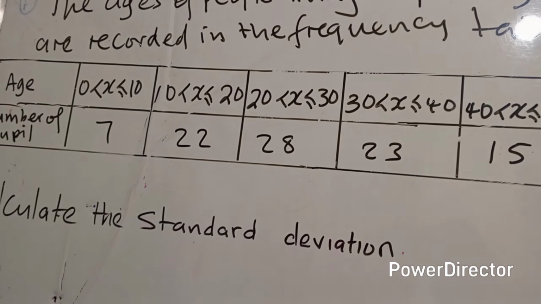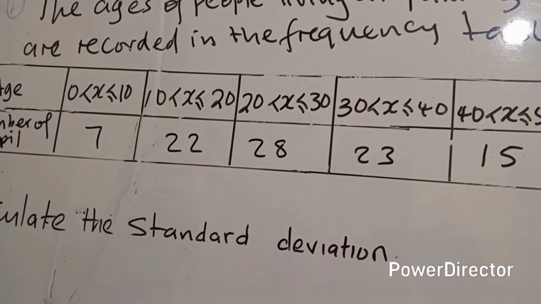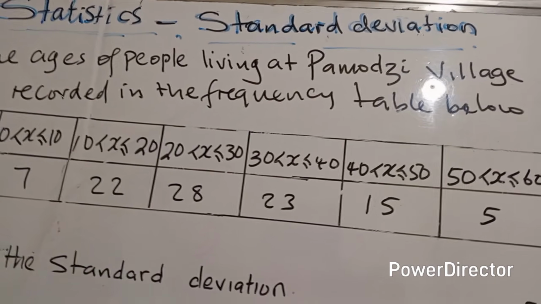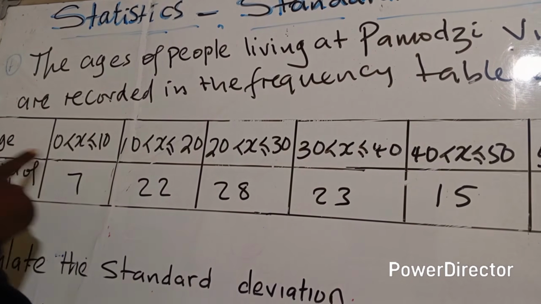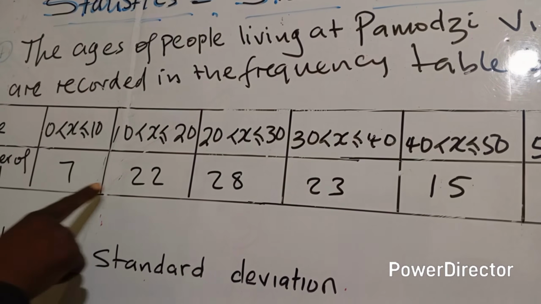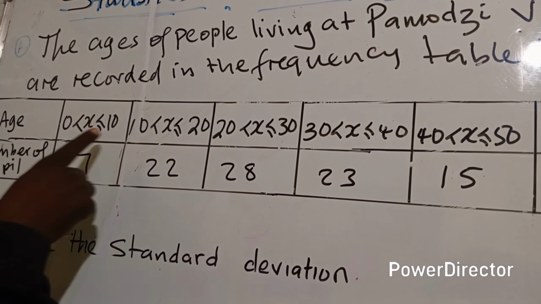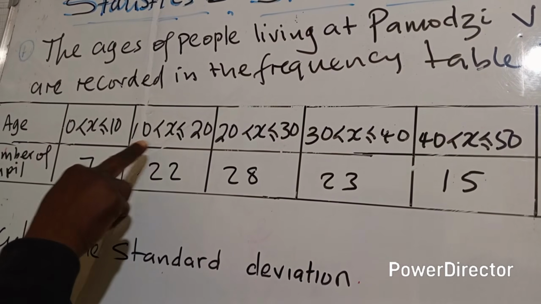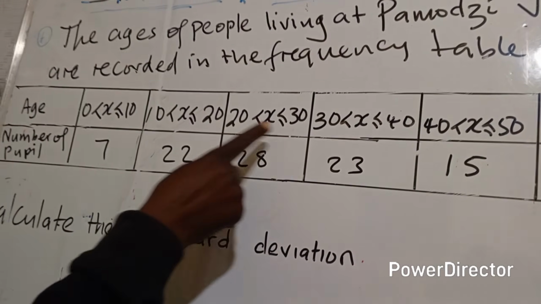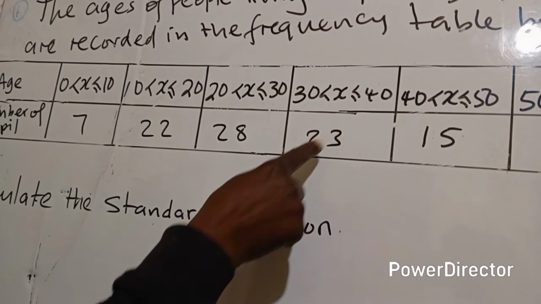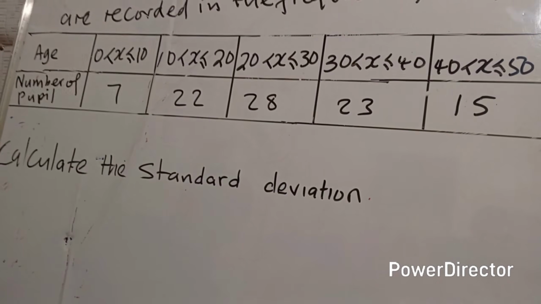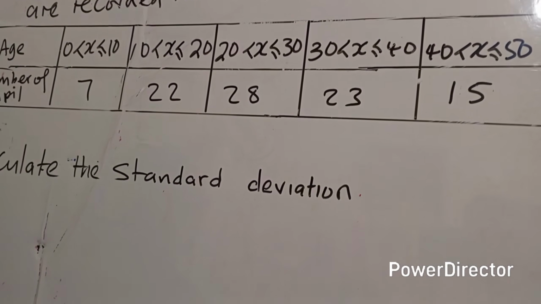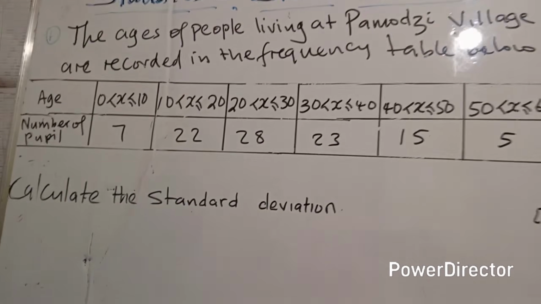This question says the ages of people living at Pamo's village are recorded in the frequency table below. So these are the ages, and we have the number of people. From 0 to 10, there were 7; 10 to 20, there were 22; 20 to 30, there were 28; 30 to 40, 23; 40 to 50, 15; and of course 50 to 60, there were 5. So how do we do it?